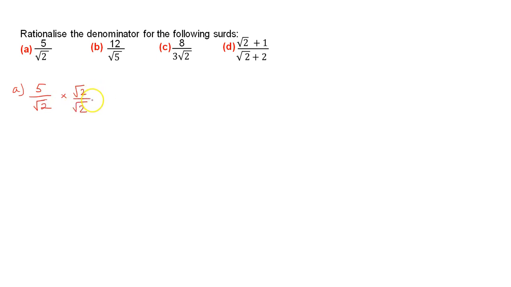The reason why we're going to do that is because it's going to maintain the equality of the fraction, because what we're effectively doing is multiplying by 1, because root 2 divided by root 2 is 1. We're just manipulating it so it looks like it's in a different form.